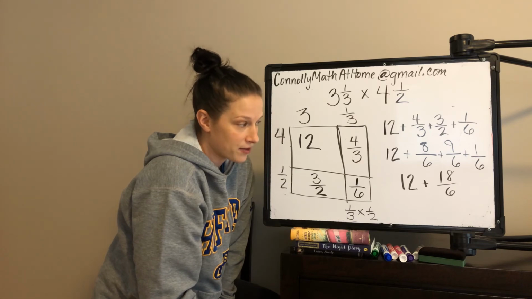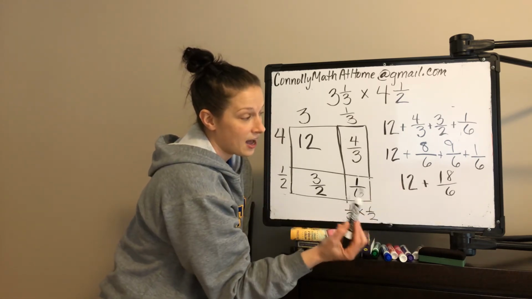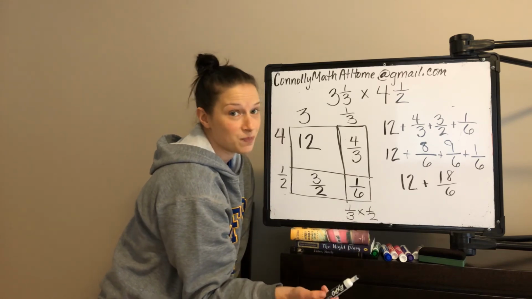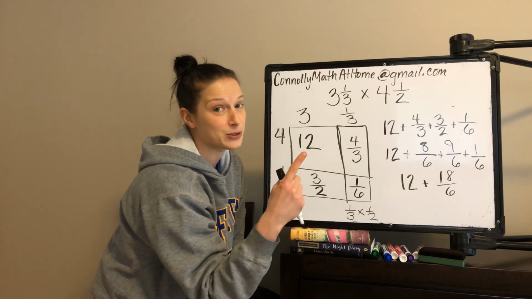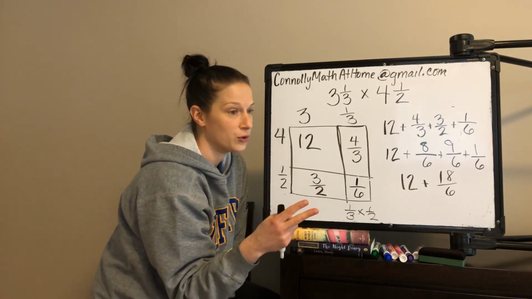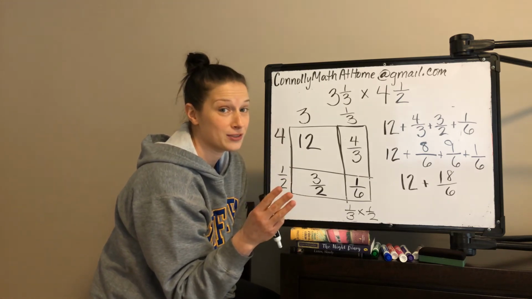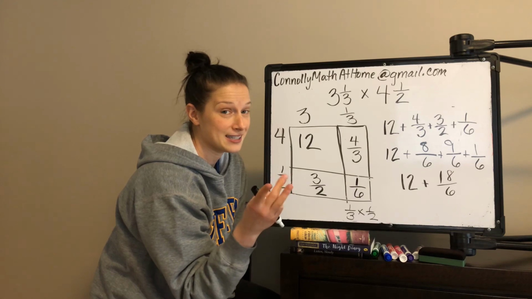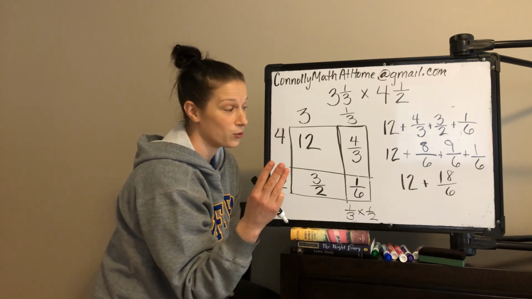So when I think about this, I think 18/6, I see a relationship between 18 and 6. So I know 6/6 is 1 whole. I know 12/6 is 2 wholes. And I know 18/6 is 3 wholes. Okay, so 6/6 plus 6/6 plus 6/6, that gets me 3 wholes.